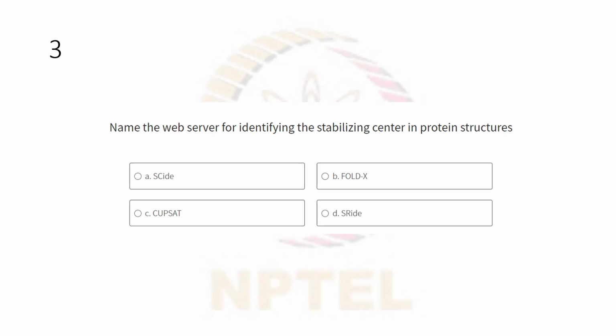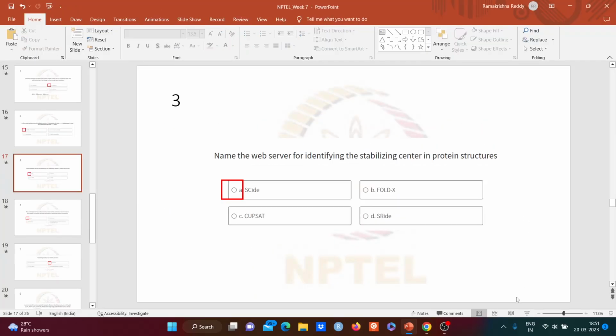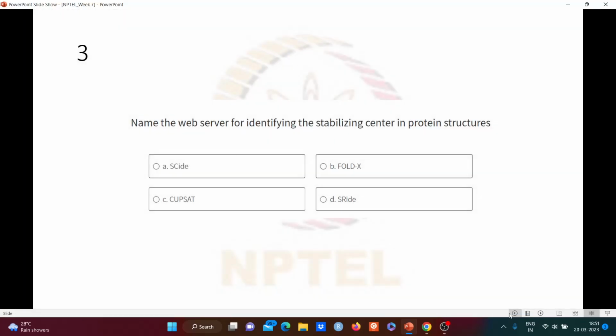So, name a web server for identifying the stabilizing center in protein structures. Okay, it's still showing one. Just give me a second. Sorry. Now it is moving.